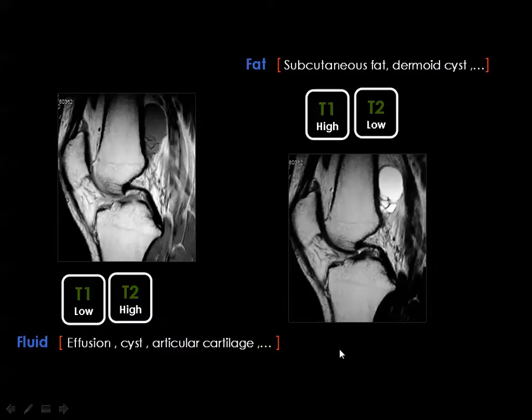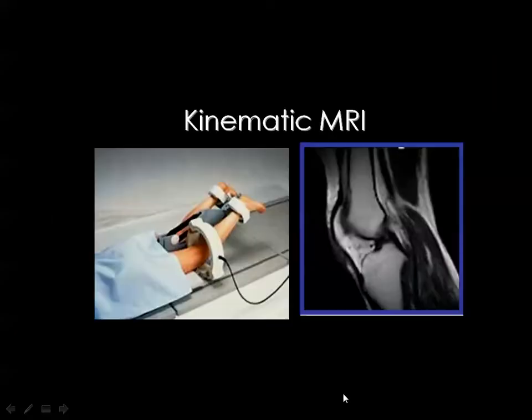Then what will appear dark in the T1 and bright in the T2 weighted image? And this is fluid, like effusion, like cyst, like the articular cartilage, as I have mentioned. Fluid will appear dark in the T1 and bright in the T2 weighted image. The opposite of fluid is the fat, and the fat will appear bright in the T1 weighted image and relatively dark in the T2 weighted image. Fat, similar to the fat in the bone marrow and fat in the subcutaneous tissues, will appear bright in the T1 and less bright in the T2 weighted image.